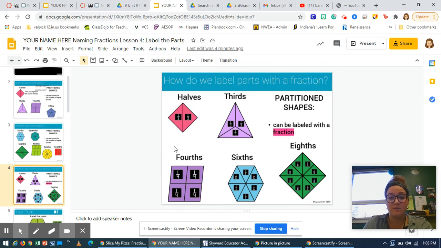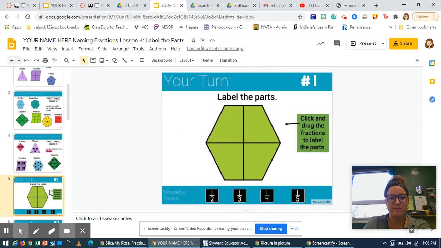All right. So here is the same thing that we just did, but with a couple of different fractions that are partitioned. So each of those pieces is labeled with how many parts it is out of how many total. So 1/2 and 1/2. These are thirds, fourths, sixths, and eighths. All right. So what you guys are going to be doing today is labeling the parts of each shape. So these are equally partitioned shapes that are all congruent pieces. So you're going to click and drag the fractions to label the parts.